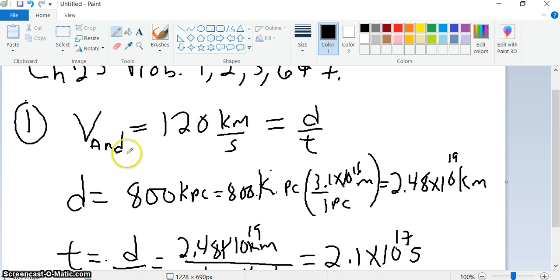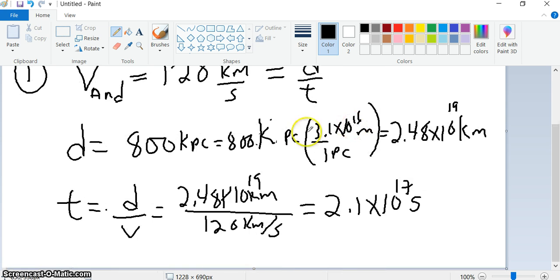The first one, they give us that the Andromeda galaxy is traveling at 120 kilometers per second. So that's going to be the distance divided by the time, right? Because it's not accelerating, so that's a simple equation for velocity. And then we know that the distance they gave us in the problem is 800 kiloparsecs.